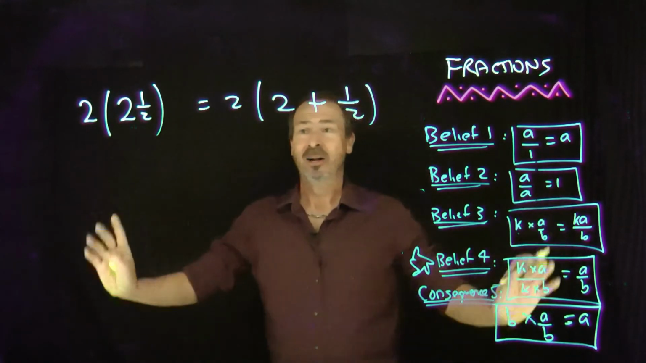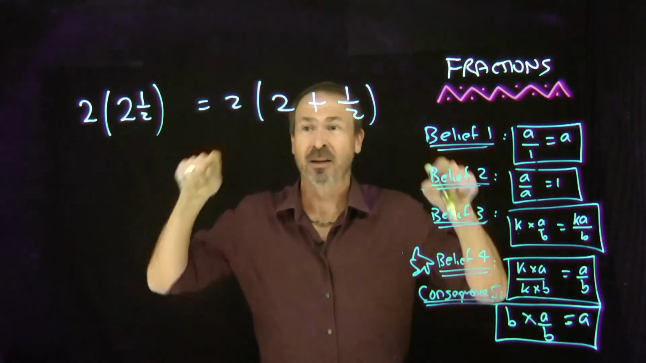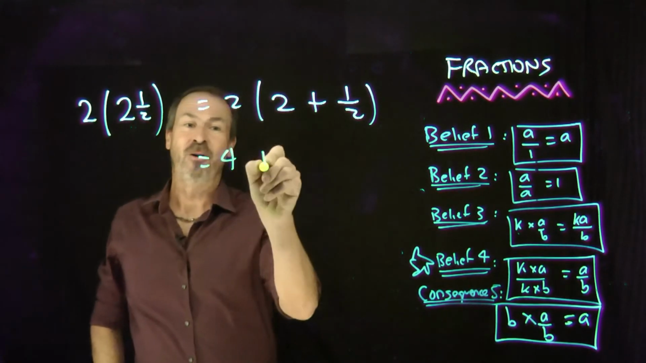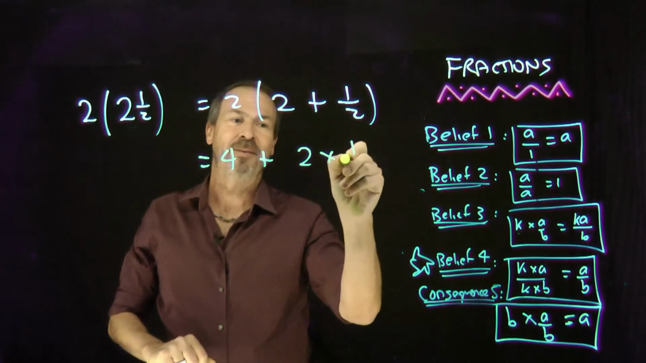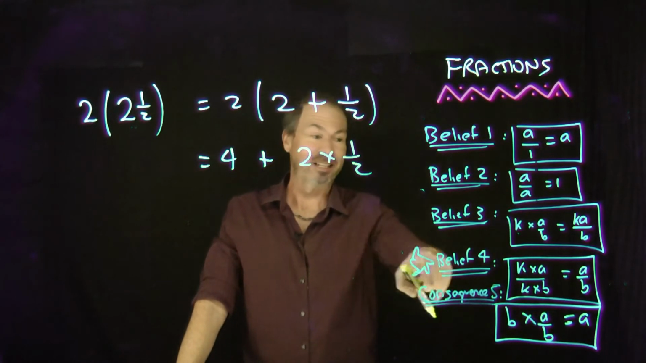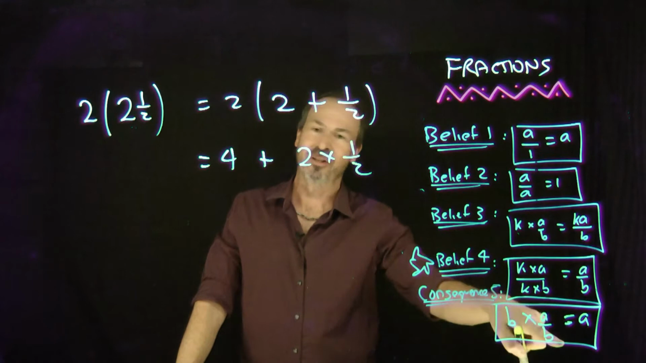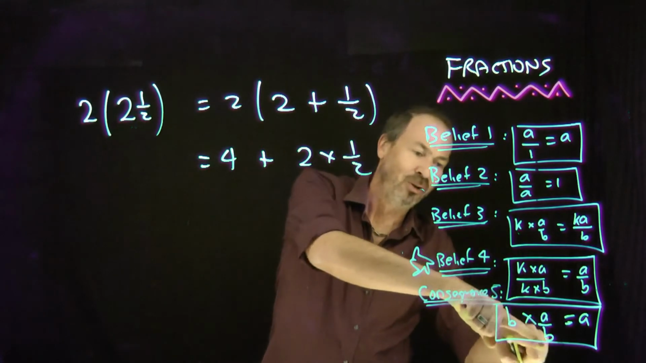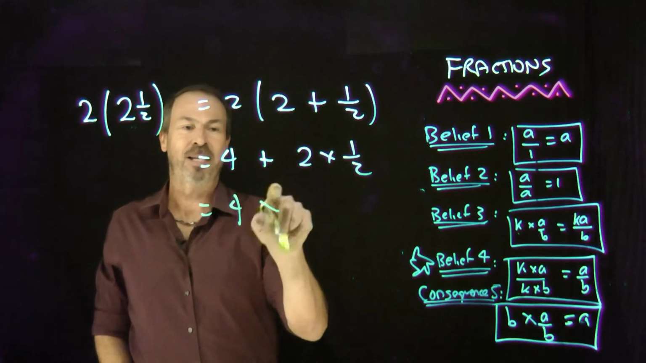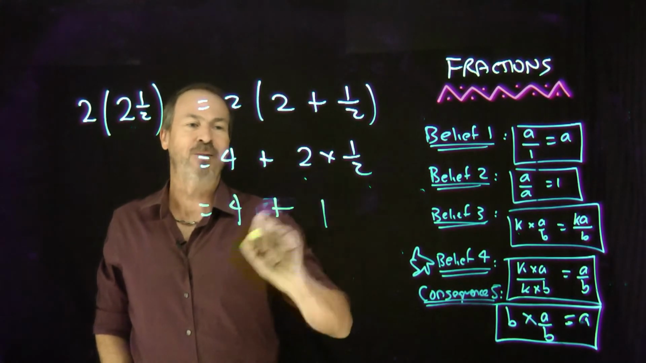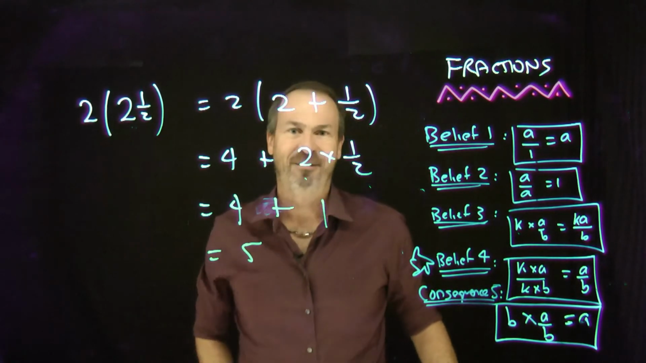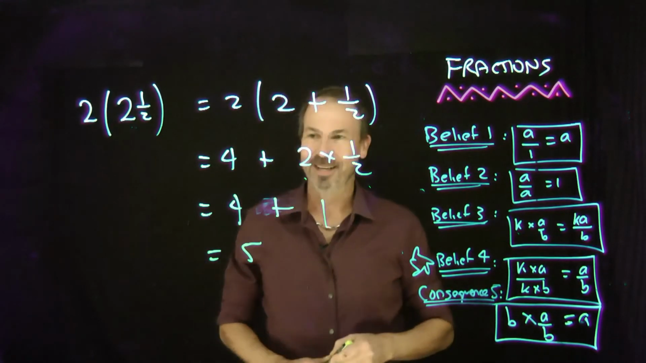Okay, now it's good, because now it looks like a rectangle being chopped up. This looks like the distributive rule. In fact, this will be 2 times 2 is a 4 plus 2 times 1/2. The reason I like this one, because this looks just like consequence number 5. I've got the bottom number 2, I'm multiplying by 2, what's left is the numerator. This is actually 4 plus 2 times 1/2 is 1. And bingo, it's 5. Double 2 1/2 is 5. There it is, I can see it.